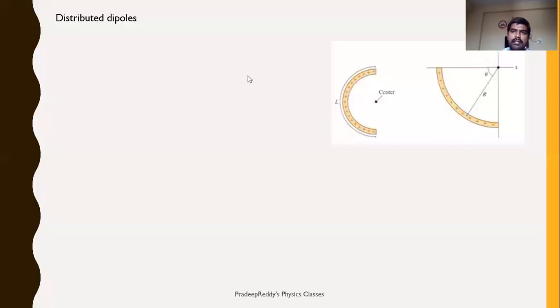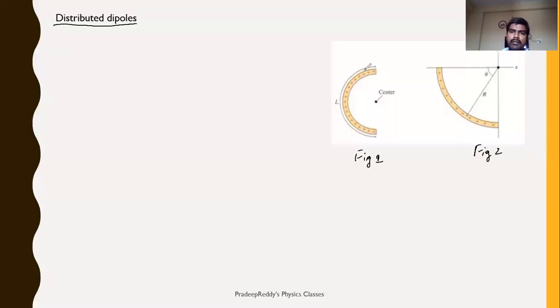Now let us find the dipole moment for a distributed dipole. A distributed dipole is such that one charge is positive and the other is negative, but either of those two charges can be extended, just like I have shown here. This is figure 1 and this is figure 2.